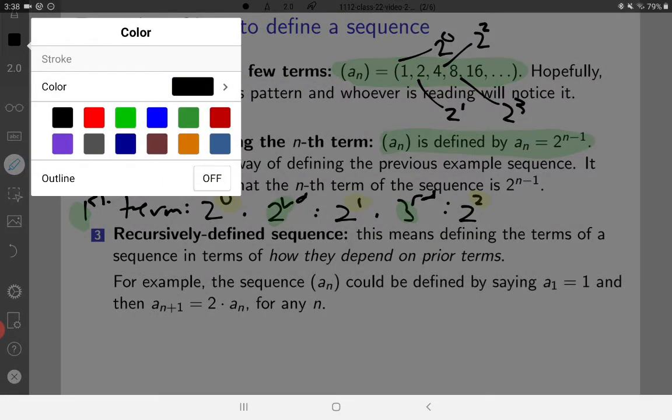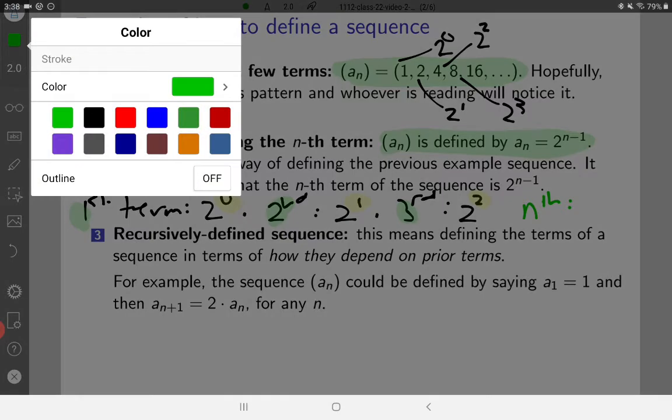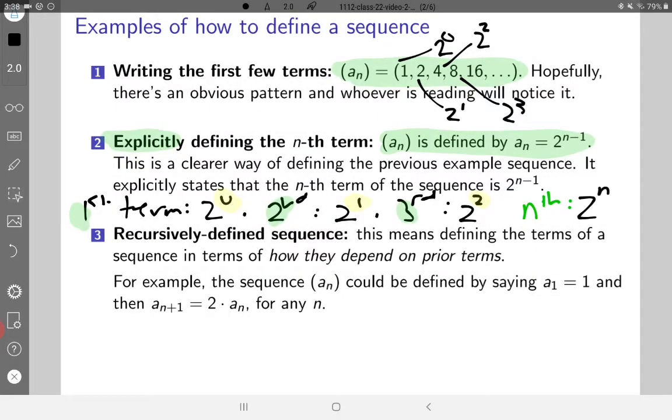So the pattern that's going on there is that, in general, the nth term of the sequence is equal to 2 to the power that's 1 less than the number. So for example, what's the 10th term of the sequence? I wouldn't have to write out all of the terms along the way to rest assured that it's going to be 2 to the 9.